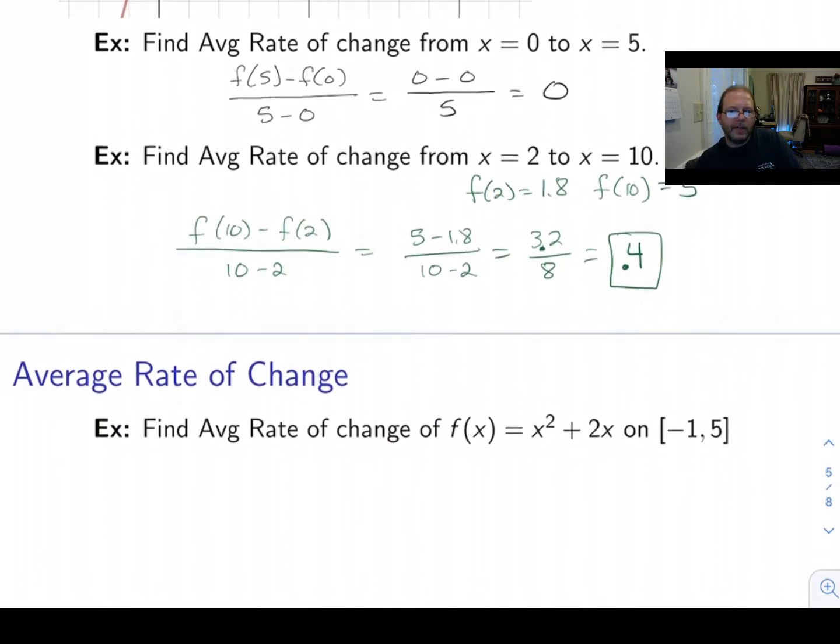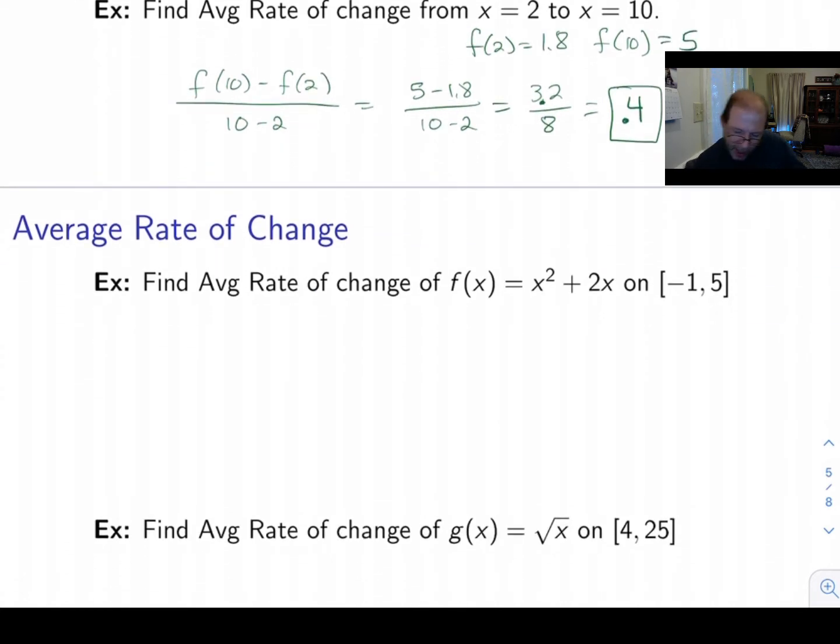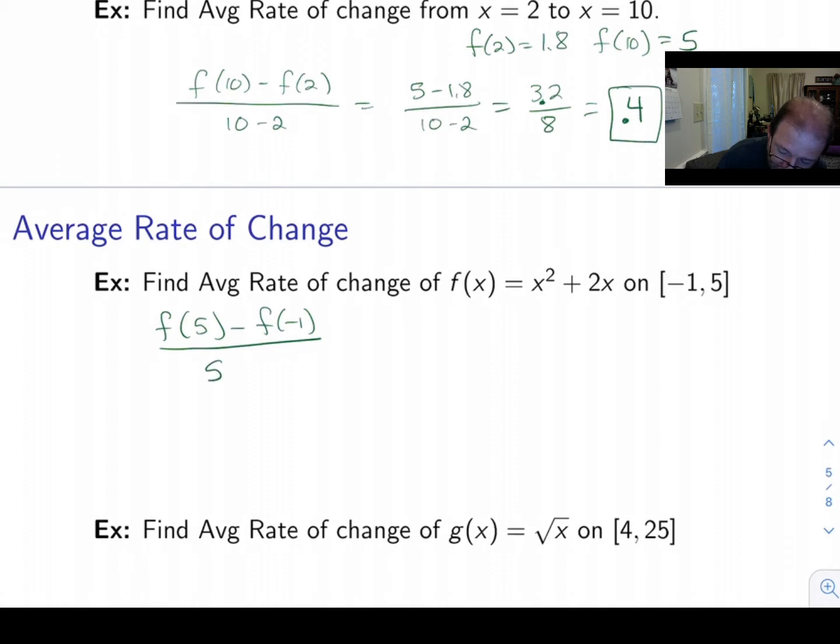All right. Now, after doing those examples, doing a rate of change where you're only given the function is not a big stretch. We just have to, instead of getting our function value from a graph, get it from plugging in a number. So on this one, the average rate of change of this function from -1 to 5, that's going to be f of 5 minus f of -1 over 5 minus -1.